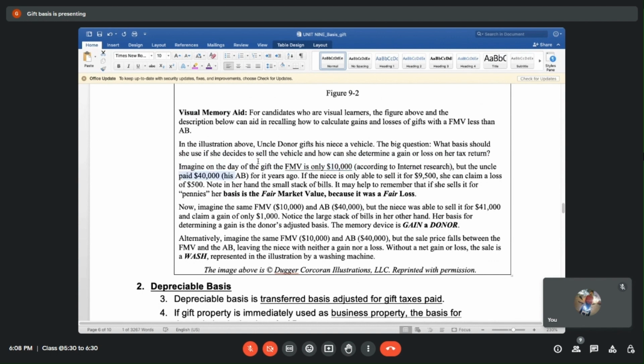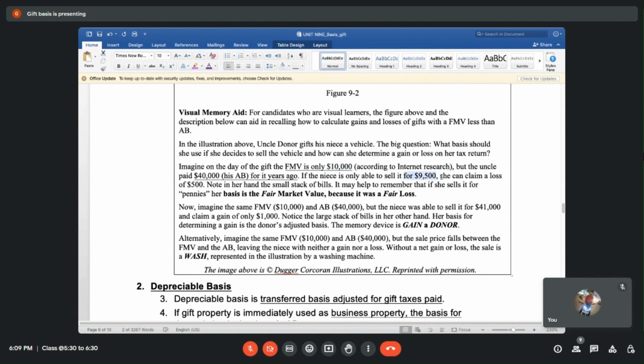Obviously, if it's a vehicle, it gets depreciated. So the uncle must have paid 40,000 years ago, maybe 10 years back. He bought this vehicle, and now he's got a new one. So he says, okay, I'll just give it to my niece. The niece took it, but then she says it's not good enough, a lot of problems coming up, and she wants to sell it off. So she decides to sell it for 9,500. She's selling it for less than the fair market value. Again, the price went down, maybe it got depreciated more.